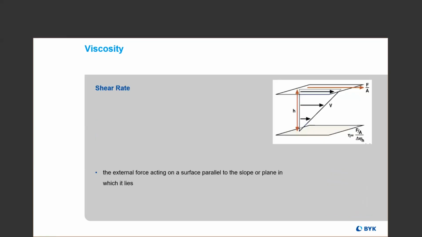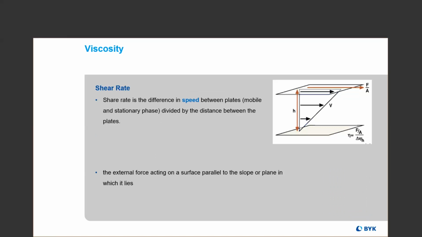So viscosity. Let's define a few terms here. Shear rate. Shear rate is the difference in speed between plates or two surfaces divided by the distance between those plates or surfaces. Generally one surface will be in motion, the other will be stationary, and the shear rate is the difference in their speeds divided by the distance between them. And then we have shear stress, which is the external force acting on a surface parallel to the slope or plane in which it lies.